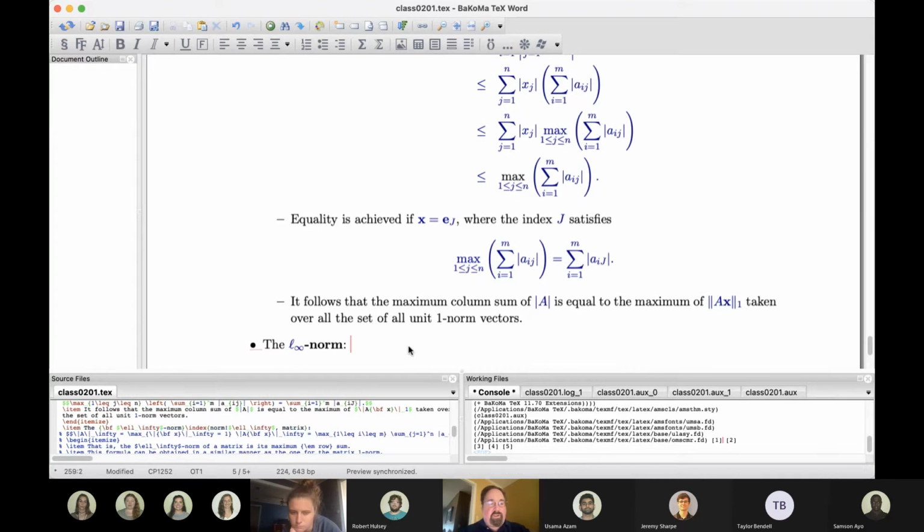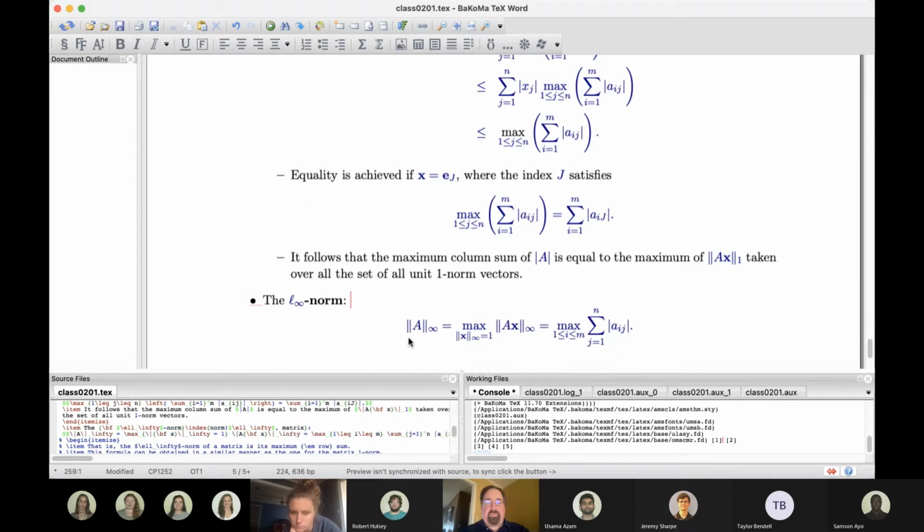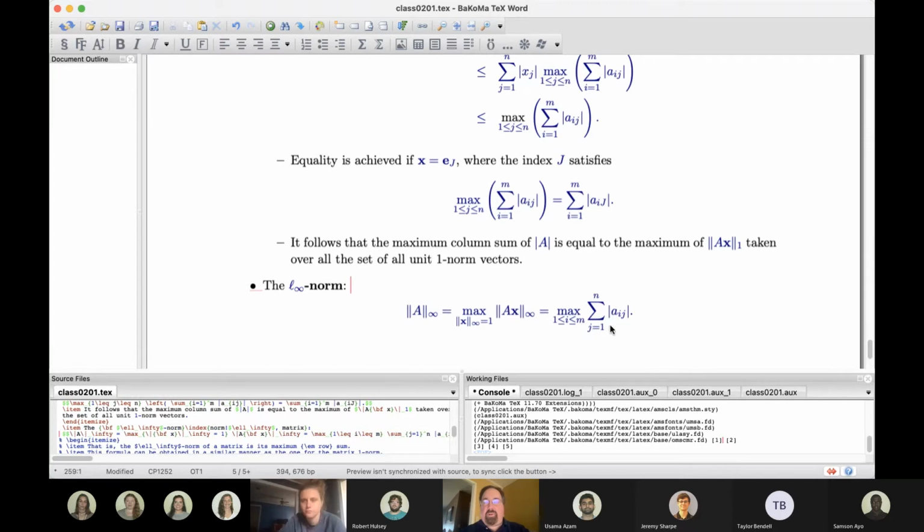The infinity norm is very similar. That is the maximum row sum. Notice in this sum, j is changing, i is fixed. This takes the sum of the absolute values of all entries in row i, and then we take a maximum of those, and that's the infinity norm.